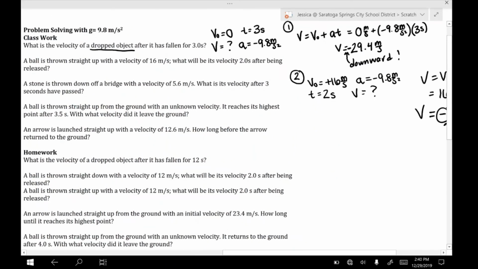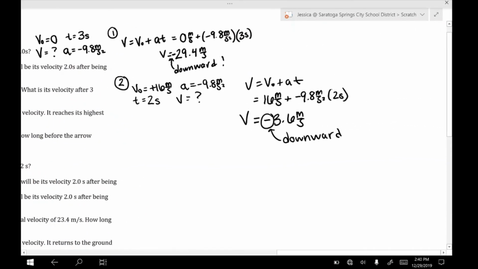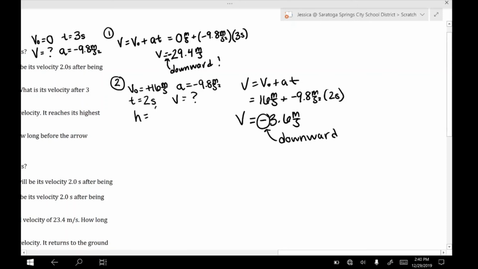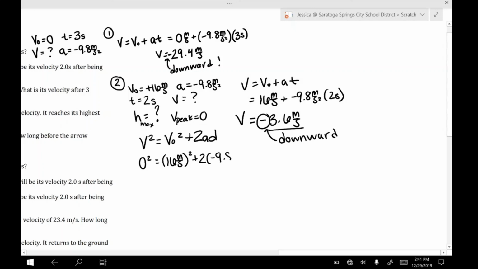So let's actually, for number 2, figure out how high that ball goes. So let's say I now want to know my height. Well, at the maximum height, remember that my velocity is 0. So instead of using this negative 3.6 or even negative 16, I would use the velocity of the peak as 0. And I can use v squared equals v0 squared plus 2ad to help me solve this question. So v is 0. The initial was a positive 16 meters a second. a is negative 9.8. And I'm looking for my distance.